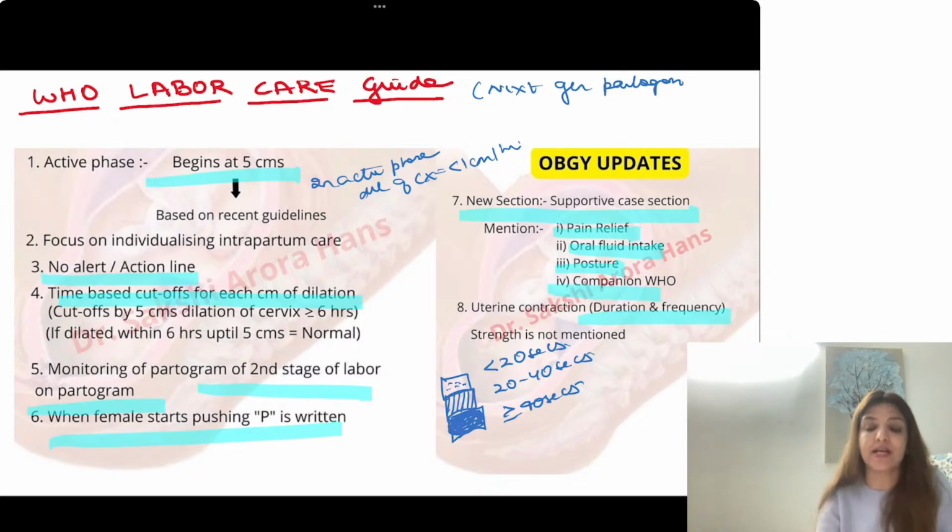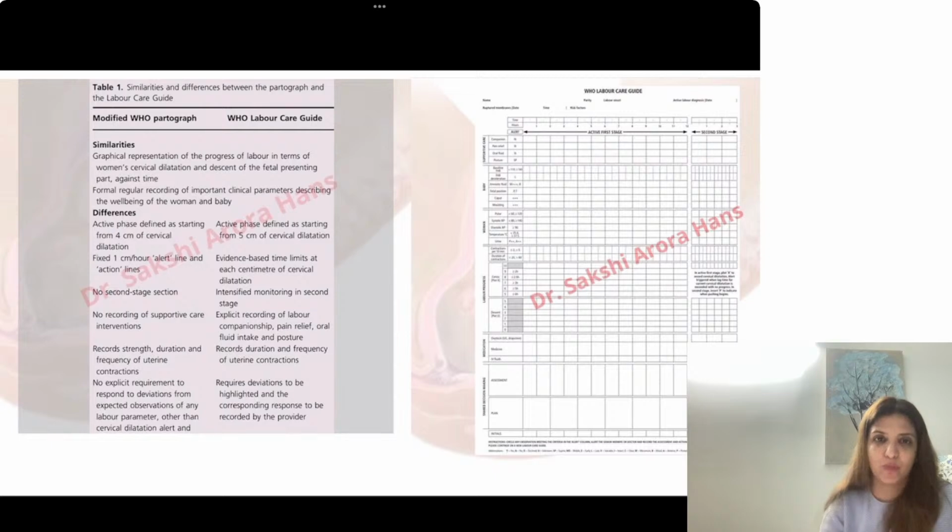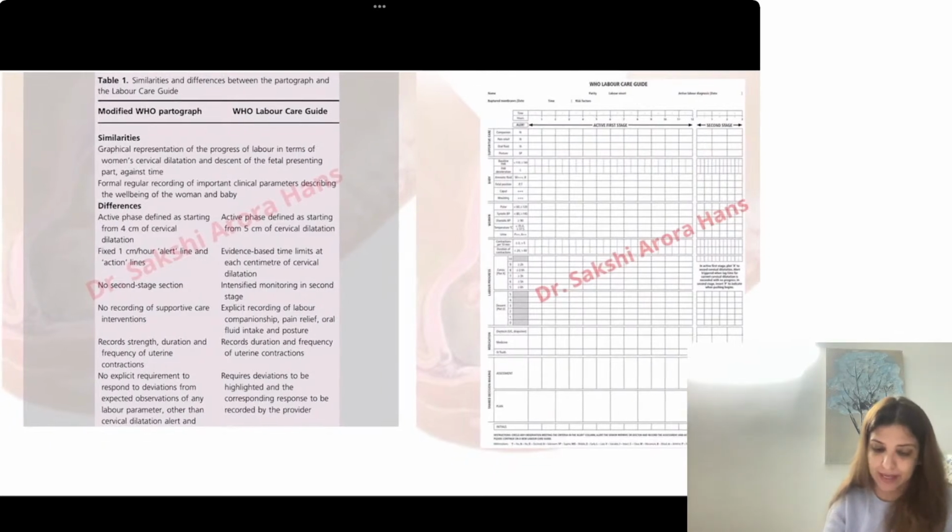The important differences are that now second stage of labor is being monitored. Now active phase by WHO is beginning at 5 centimeters. In other words, plotting is going to begin at 5 centimeters, and a new section of supportive care has been included, which includes pain relief, how much the patient is taking orally, what posture she is adopting, and which companion is with her during the process of labor. Right? So this is the difference between the modified WHO partogram and WHO's labor care guide.